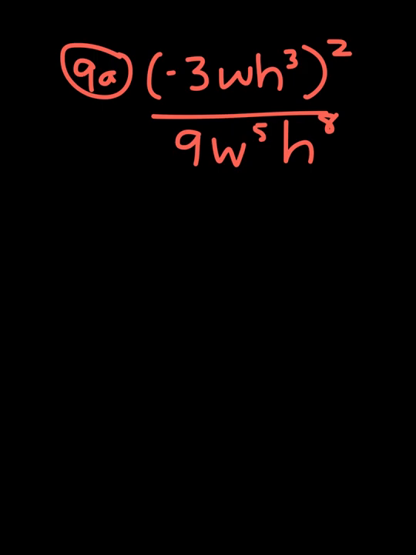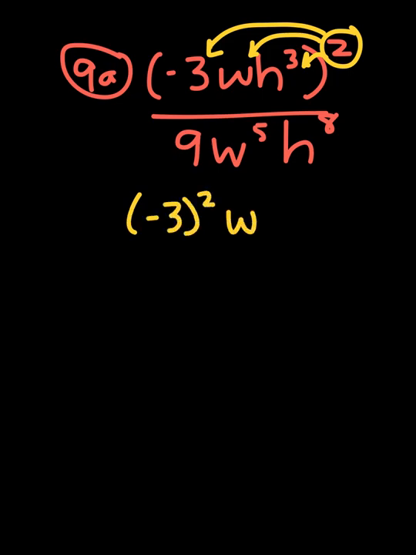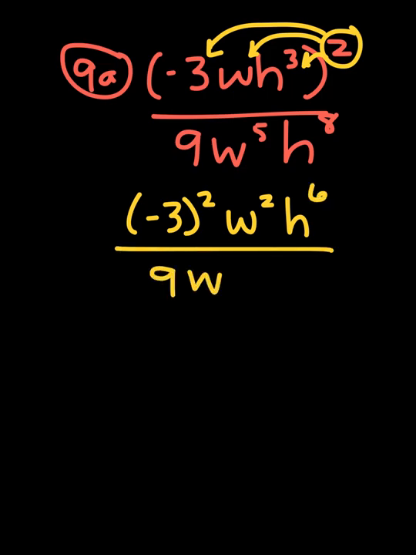Okay, so again, I always want to start off by being Oprah. So I'm going to give the power of 2 into the negative 3, into the w, and into the h cubed. Negative 3 is being squared, w is being squared, h to the 3rd is being squared, so that's h to the 6th, over 9w to the 5th, h to the 8th.